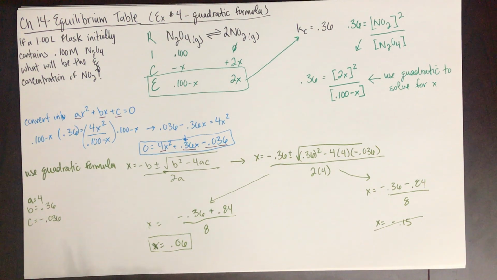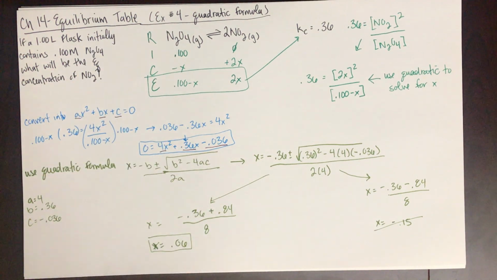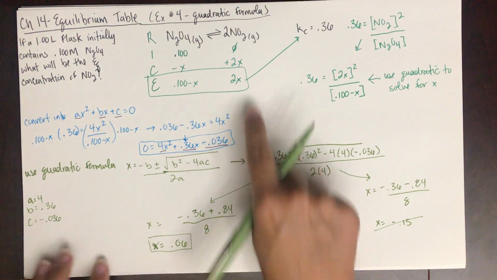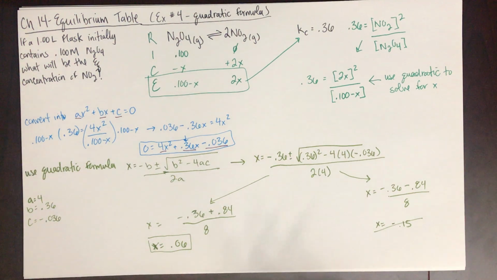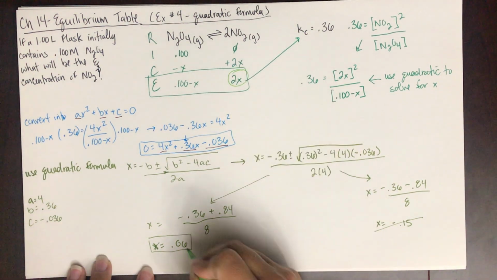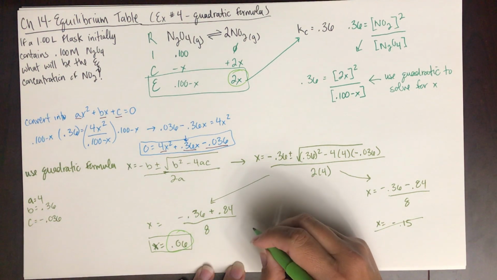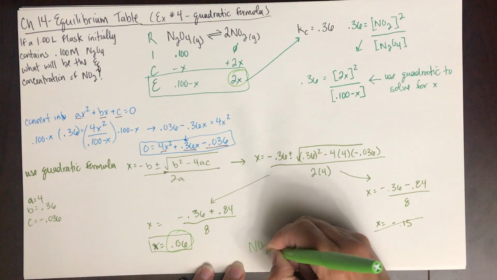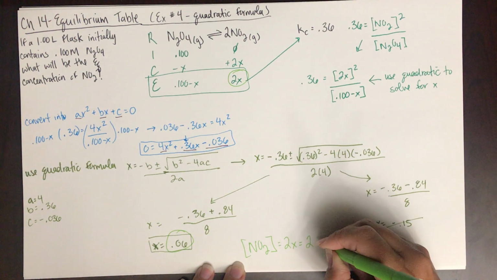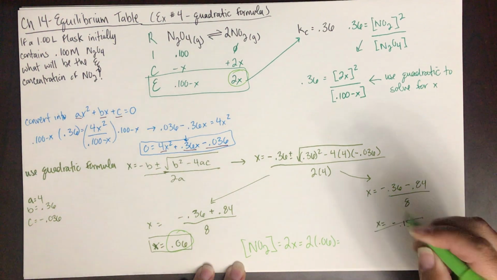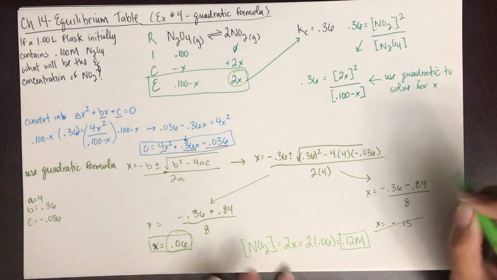Okay, so again, the question asks, what will the equilibrium concentration of nitrogen dioxide be? Well, the equilibrium concentration of nitrogen dioxide is 2x. And I just said x was 0.06. So that must mean the equilibrium concentration of nitrogen dioxide is 2x, which means it's 2 times 0.06, which means it is 0.12 molar. So that's the answer to the question.